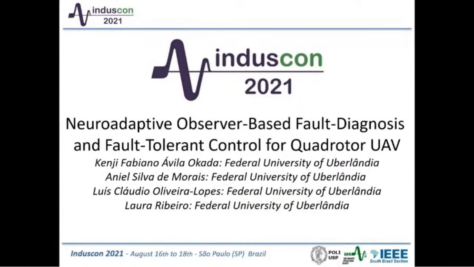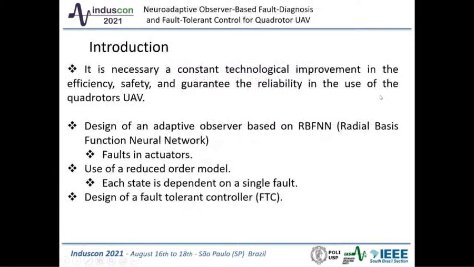Fabiana Blocada, and I present the paper Neuroadaptive Observer-Based Fault Diagnosis and Fault Tolerant Control for Quadrotor Unmanned Aerial Vehicle. Because of the unstable nature of the quadrotor UAV and the possibility of accidents caused by faults in the system, it is necessary to improve the efficiency, safety, and guarantee the reliability of these vehicles.